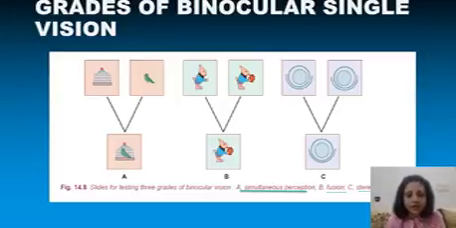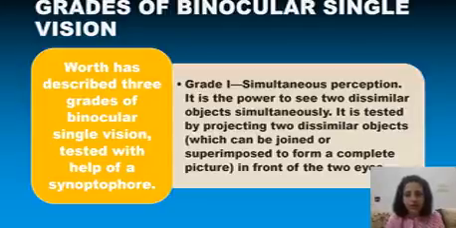Now, the grades of the binocular single vision. Simultaneous macular perception, this is fusion, and this is stereopsis. These are the slides for the 3 grades of the binocular vision, which we'll study in detail. So, Worth has described 3 grades of binocular single vision, which can be tested with the help of synoptophore. The grade 1 of binocular single vision is simultaneous perception or simultaneous macular perception.